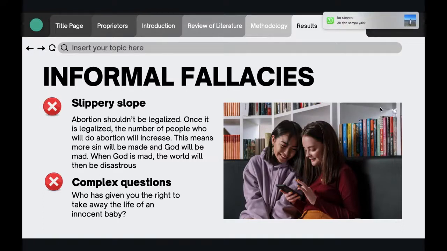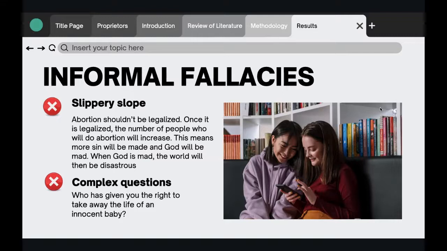So in this argument, it rests on the claim that a first step will probably lead to a second step that will in turn probably lead to another step, so on until it reaches trouble. It is often exaggerated. So abortion might not actually cause the world to be disastrous, but there are exaggeration and there are also no sufficient reason for the chain reaction to actually happen.